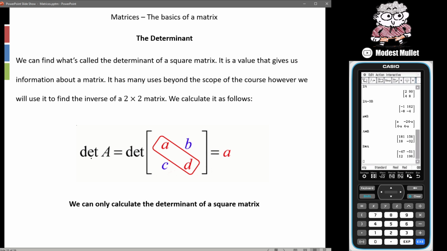Right, on to finding the determinant. The determinant of a matrix is just a single number. To be clear, it's not a new matrix rewritten, it's just a single number. There are many uses for the determinant, but at the moment we're just going to use it to find the inverse of a 2x2. So for all this inverse and then division of matrices, we're only going to do it to a 2x2 matrix. We're not going to do it to a 2x1 or a 1x2. It's just 2x2s that we're doing.